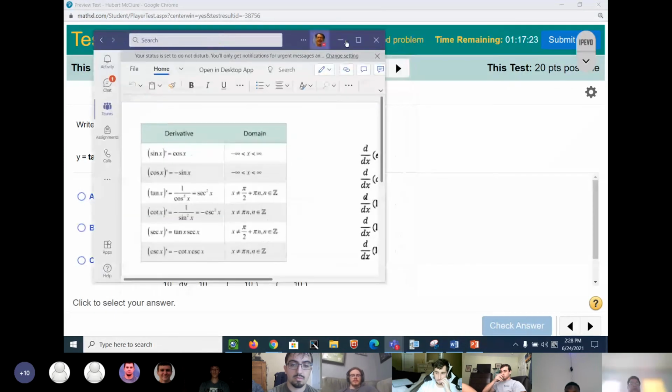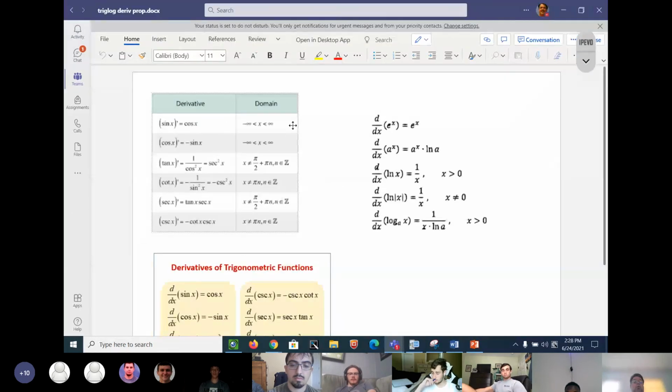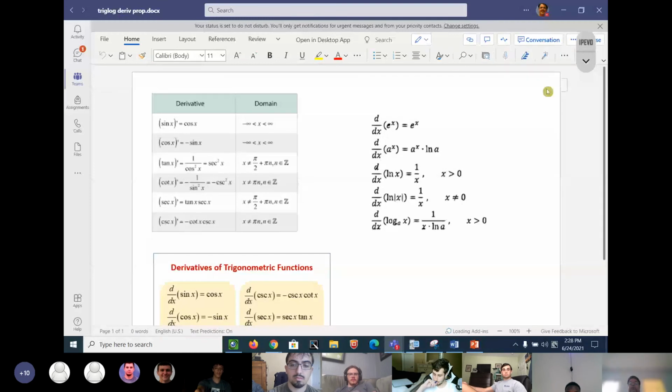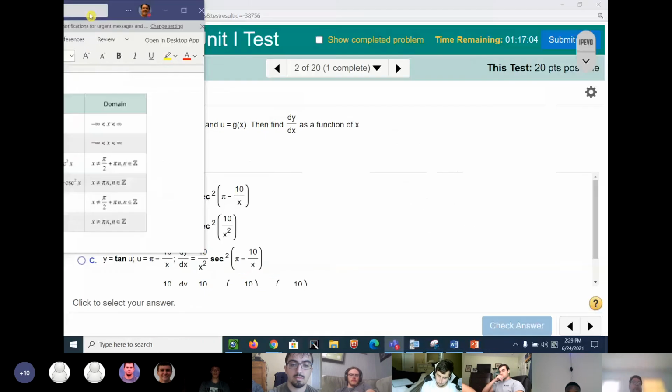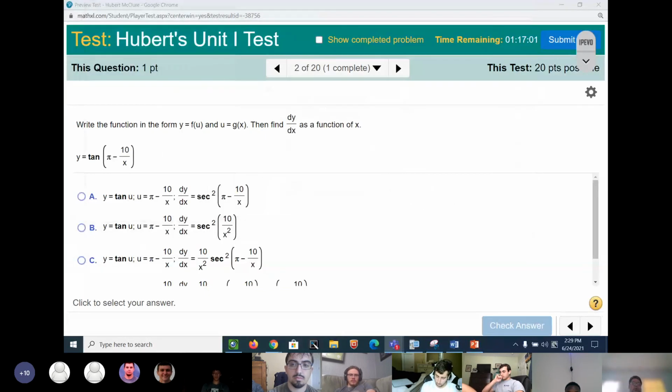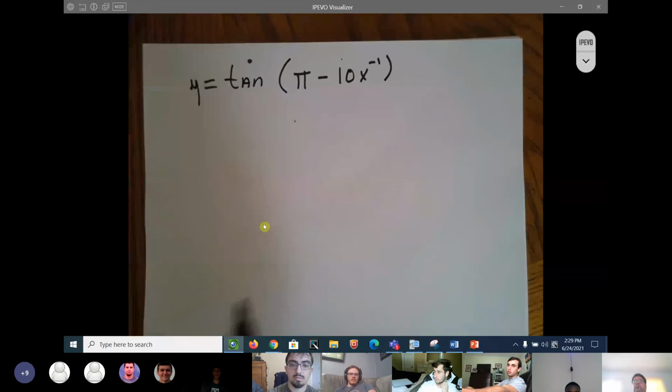We all know that the derivative of the tangent is the secant squared. Right there. So, get that out of the way. And we got parentheses. So f of x, or y, is equal to the tan of pi minus 10 to the negative x to the negative 1. Somebody tell me, why did I do that? Because it's the same as 10 over x. And you've got to take the derivative of what's inside.